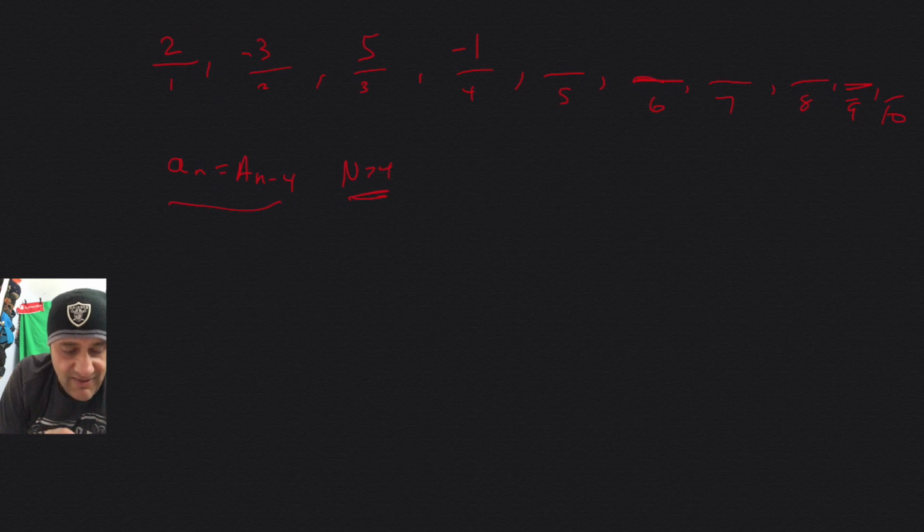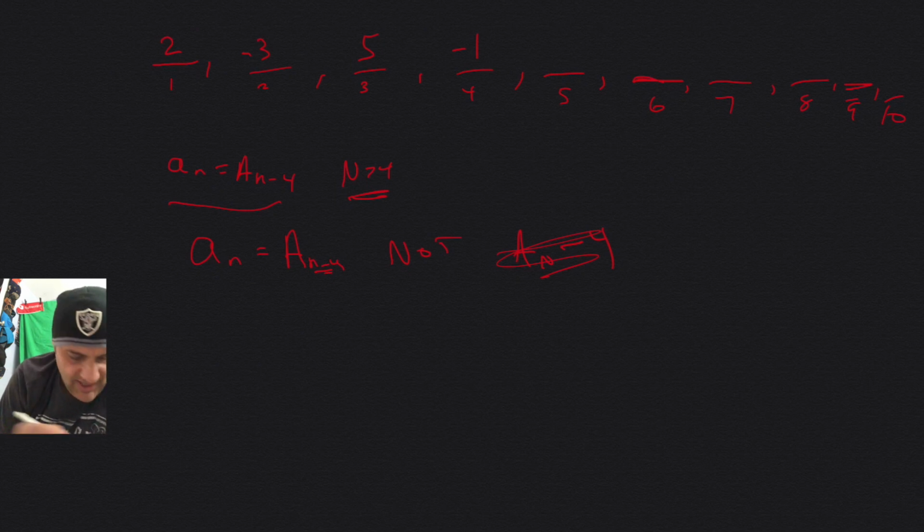And now you have to be very careful. That 4 is very small. So what it is is a_n equals a_(n-4). It's not a_n minus 4, like that. It's a_(n-4). So I'll show you what I mean. Let's try to figure out what that fifth number is.